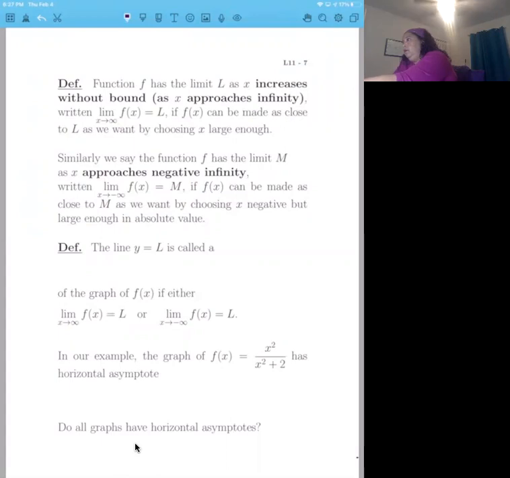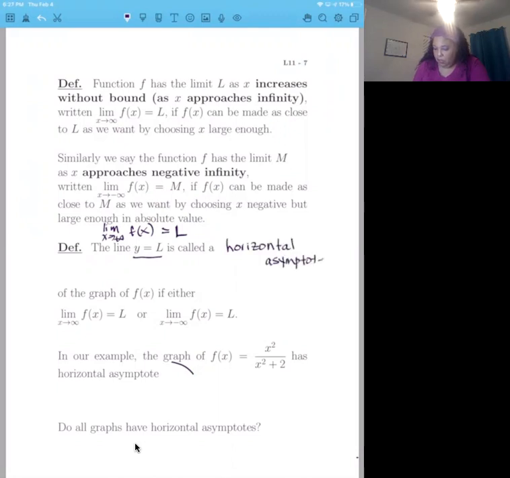All right, so if I take the limit as x goes to infinity of a function, and that function equals some number L, then y equals L is your horizontal asymptote. And that's if I go to positive infinity or negative infinity. And they don't necessarily have to be the same.